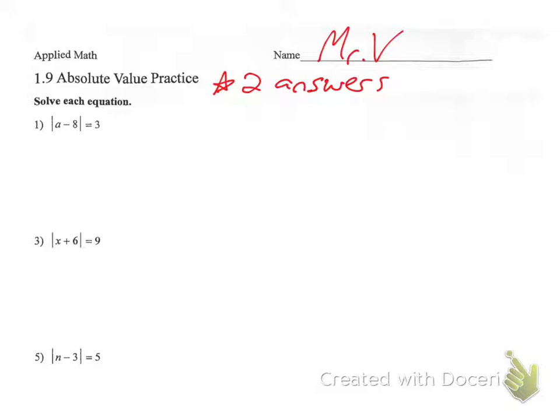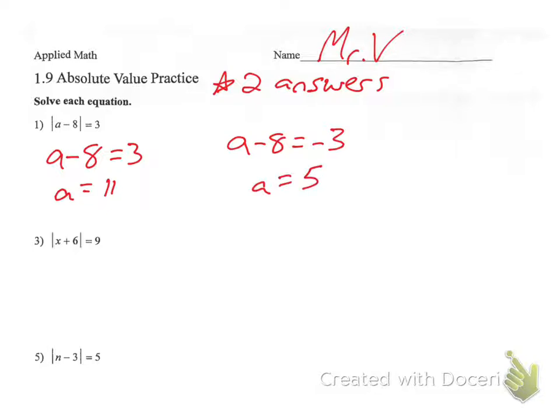So for the first one here, I'm going to set two equations up, right? I'll just do one at a time. So I'll do a minus 8 is equal to 3, so I'm just copying it down. And then a minus 8 is equal to a negative 3. And I've got to solve for a in both of these. So I'm going to add 8 to each one, and we get that a is equal to 11 here. And over here, I'm going to add 8 to a negative 3, and we get that a is equal to 5. So my final answer is going to be 11 and 5.